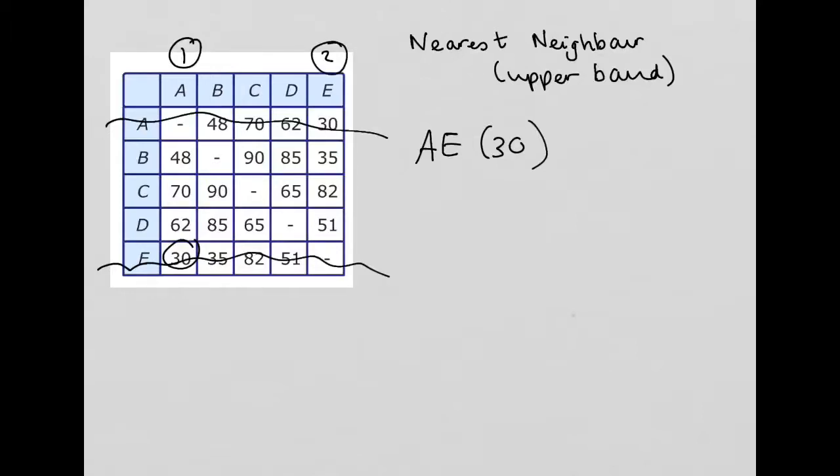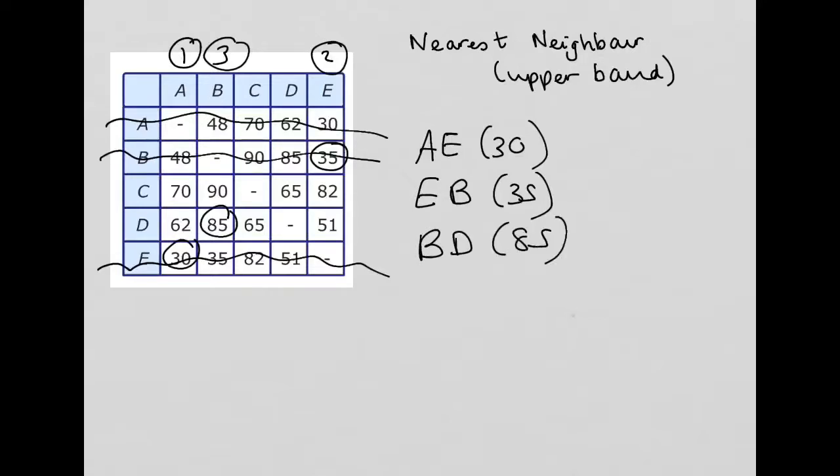Now the difference between nearest neighbour and Prim is that I can only now look down column E, not previously numbered columns. So I'm looking down E, tells me to go to B. So I'm going to cross that one out, number that one 3. I'm only looking down B now, which is 85. So I'm going to go to D. Cross it out, number that one next.